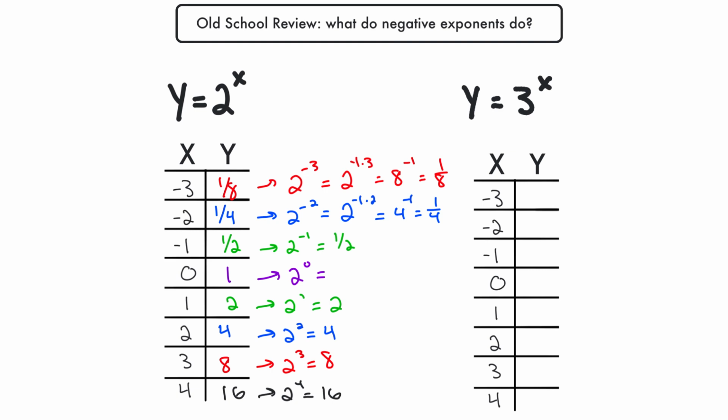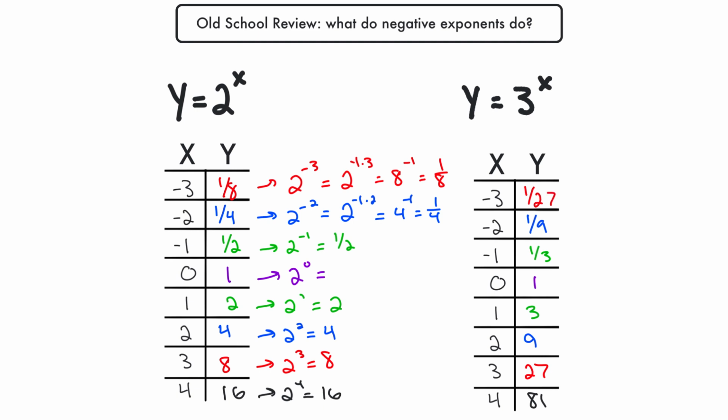So if I have 3 to the x power, well, 3 to the 0 is 1, 3 to the first power is 3, 3 to the second power is 9, 3 to the third power is 27, 3 to the fourth power is 81. Therefore, their negative counterparts are going to be 1/3, 1/9, and 1 over 27, respectively.